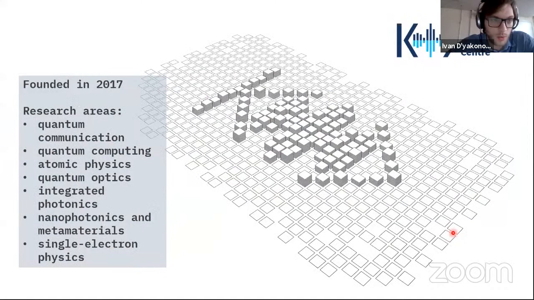Our center was founded in 2017, and it covers a rather broad area of topics, including quantum communication, quantum computing, quantum optics. Also, we have an atomic laboratory working with single atoms and integrated photonics, which I will cover today. And also we have 2 labs on nanophotonics and metamaterials and single electron physics.